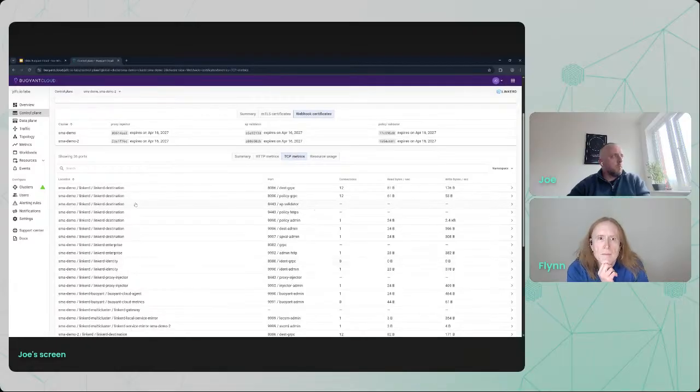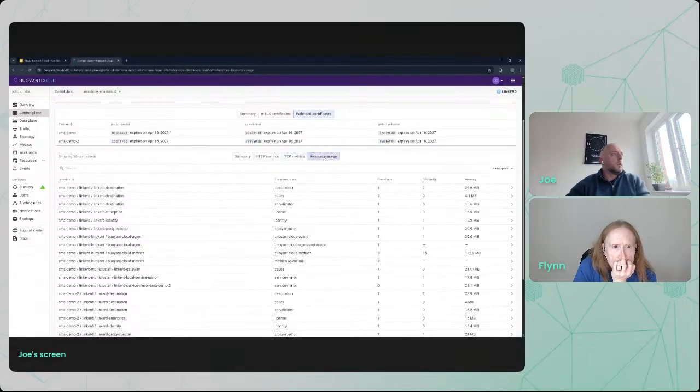And again, we've got a similar view in TCP metrics. Obviously, the actual data we get is a lot different because we're not getting those HTTP metrics out. But it's a similar view where you can get a good overview of many clusters, many namespaces, many workloads, and then see what's happening within those. And then resource usage. This is probably not used that often, I don't think. I would expect customers to look at other places when they're looking at resource usage, but it's there anyway.